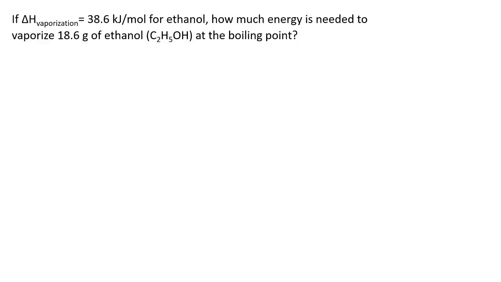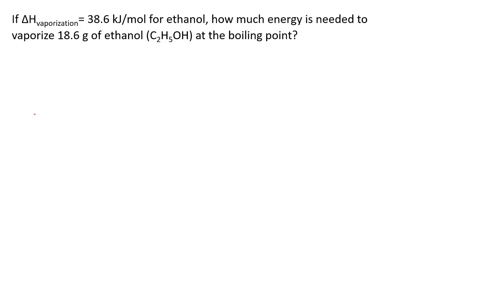So next, we're going to look at a conversion factor using enthalpy of vaporization. If the enthalpy of vaporization is 38.6 kilojoules per mole for ethanol, how much energy is needed to vaporize 18.6 grams of ethanol at the boiling point? Since we're at the boiling point, there's no need to heat or cool this down. We know it's ready to be vaporized. If it wasn't at the boiling point, you might need to do a heating curve type problem and do some Q equals MC delta T stuff. But we don't have to worry about this. We're at the boiling point. We're ready to vaporize this stuff.